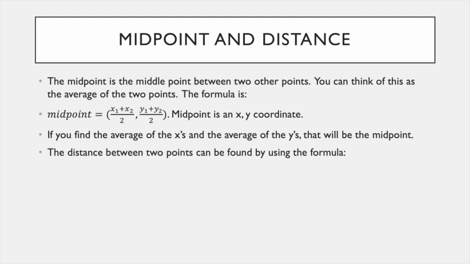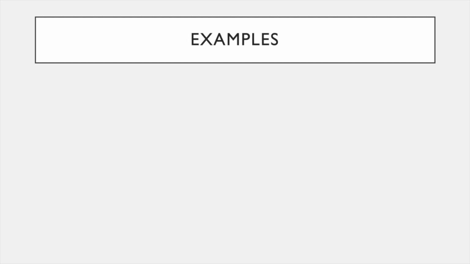Let's talk about distance. The distance between 2 points can be found using this formula here. The formula is distance is equal to the square root of, and then inside the square root, x2 minus x1 quantity squared plus y2 minus y1 quantity squared. This formula you might not have gotten to in Algebra 1. It's a little bit more complex, but I promise you it's really not that bad to use. So let's take a look at some examples.